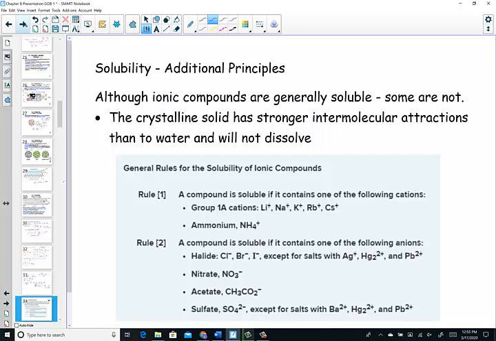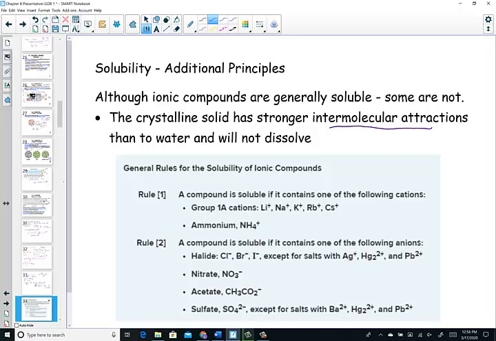Let's talk about some additional concepts of solubility next. It says, although ionic compounds are generally soluble, some are not. The crystalline solid must have a stronger intermolecular attraction for each other than it does to the water, and therefore water cannot separate those into aqueous ions.